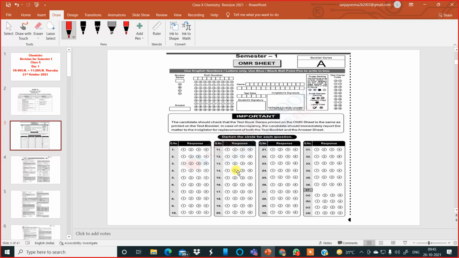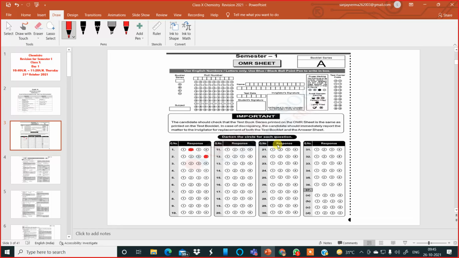You have to darken the whole circle, not all. Suppose question number 1 has 4 options. It will not take time. Read the question from the question paper. Suppose option 2 is correct, so you darken this one with a pencil. I don't have a pencil. So suppose for question number 2, option 4 is correct. So darken option 4 like this properly.